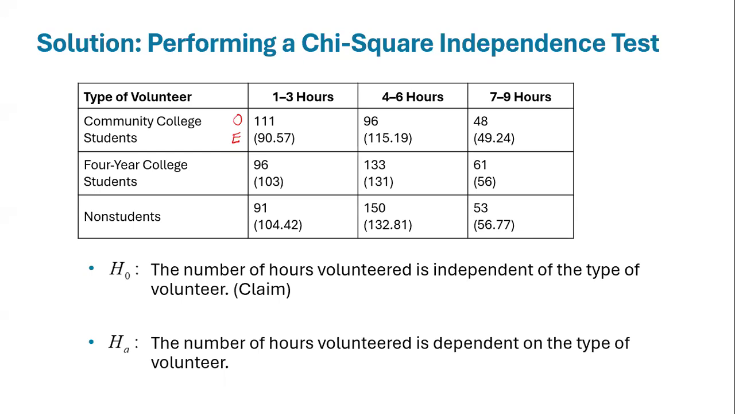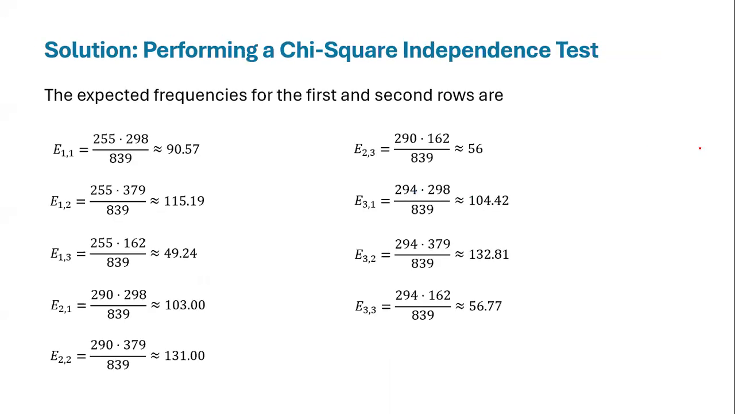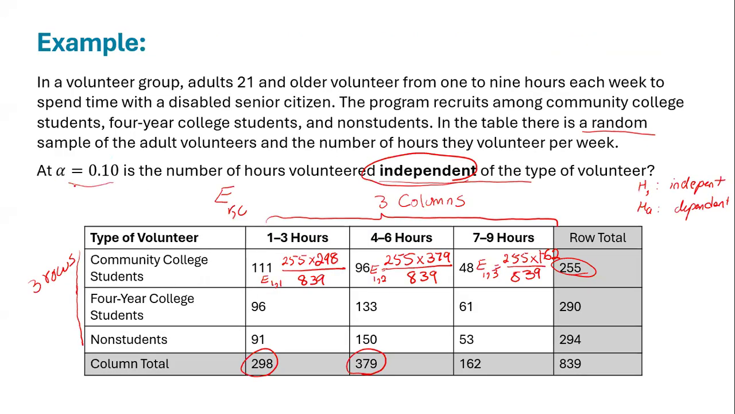Okay, after writing the null and alternative hypothesis, now I need to find the degrees of freedom. Degrees of freedom depends on how many rows and how many columns we have. We have 3 rows and 3 columns. So that means the degrees of freedom is (3 minus 1) times (3 minus 1). 3 minus 1 is 2, 3 minus 1 is 2, and 2 times 2 is 4. So the degrees of freedom is 4. Alpha is given, it's 0.10.